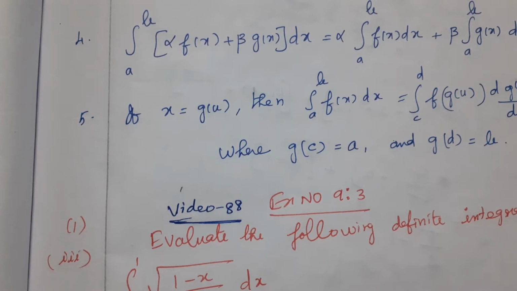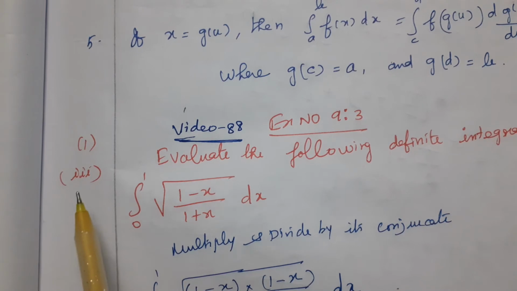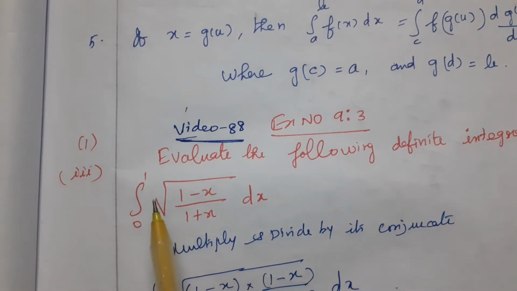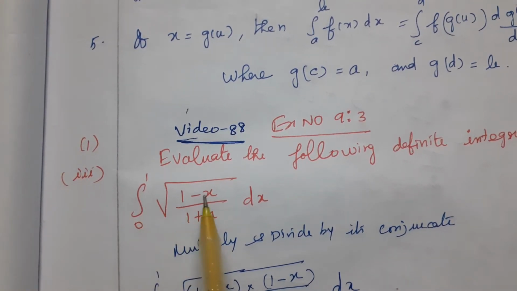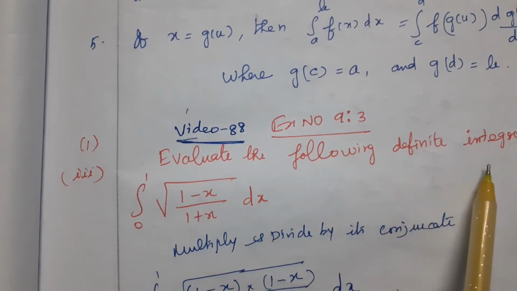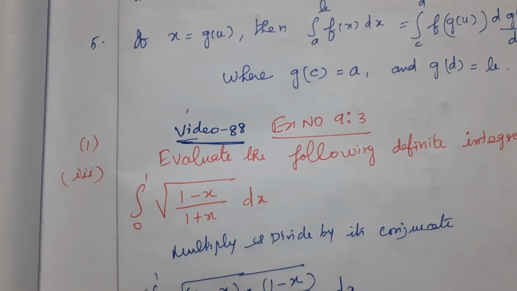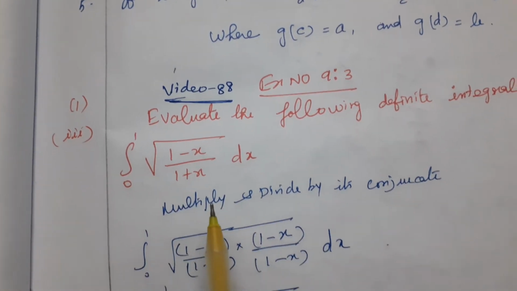Now I am going to explain exercise number 9.3, question number 3. Already I taught the first and second sums, so now I am going to teach the third sum for volume 2, exercise 9.3. Evaluate the following definite integral. What is the third subdivision? Integral of 0 to 1 root of (1 minus x) by (1 plus x) dx.